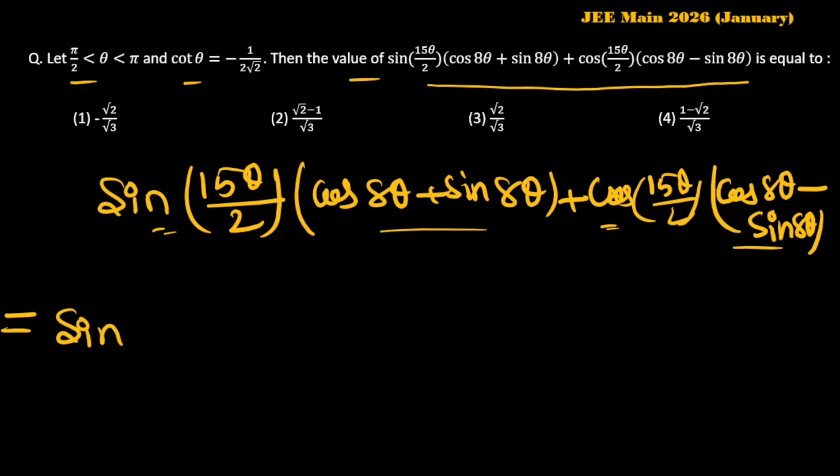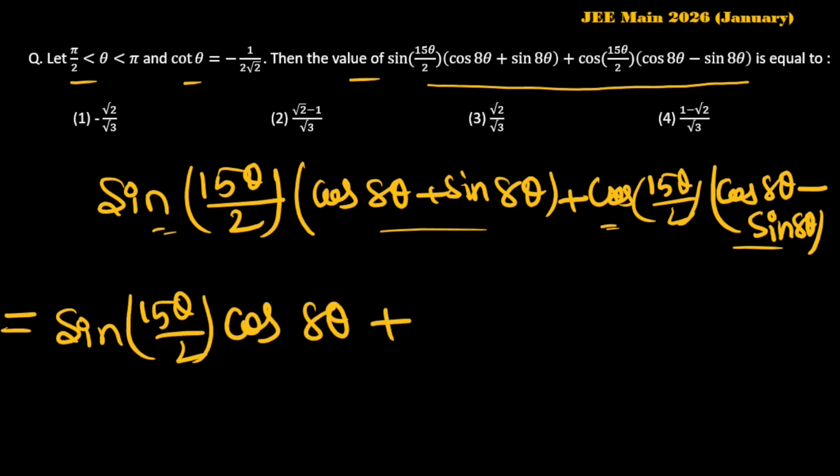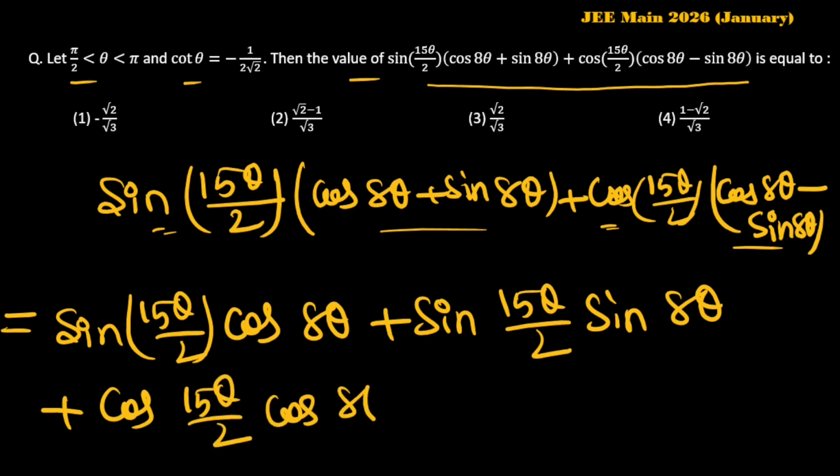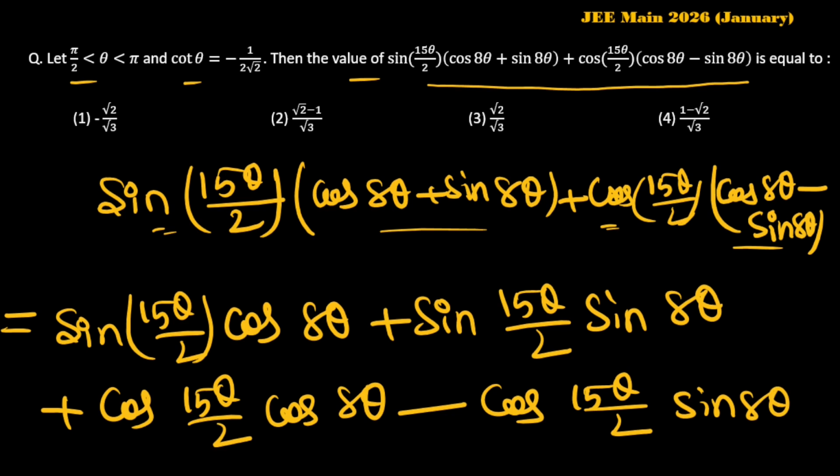So that is sine 15 theta by 2 cos 8 theta plus sine 15 theta by 2 sine 8 theta. Second is cos 15 theta by 2 cos 8 theta minus cos 15 theta by 2 sine 8 theta. Why do we expand? If you look carefully, we get a formula. When we rearrange these terms, this term and this term, we get a formula.